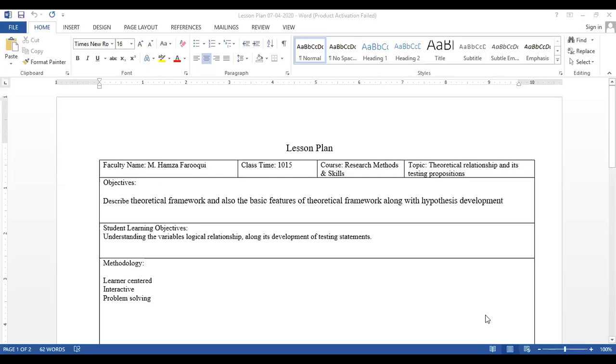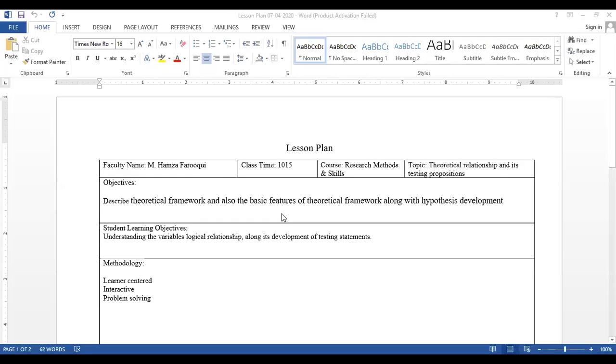This is our today's lesson plan. Describe the theoretical framework and also the basic features of theoretical framework along with hypothesis development. So first we will describe what is theoretical framework and also the basic features of theoretical framework.